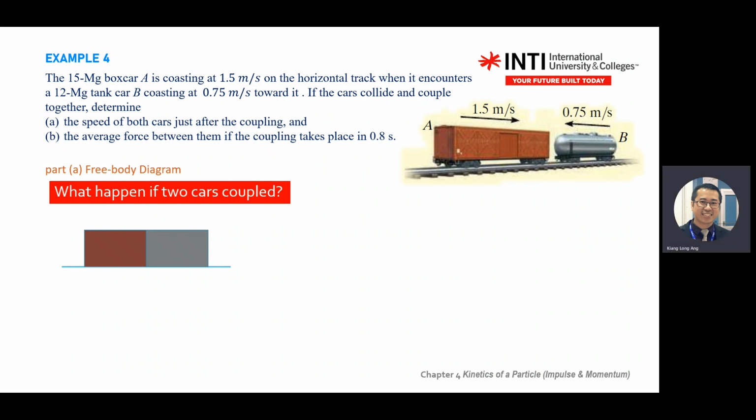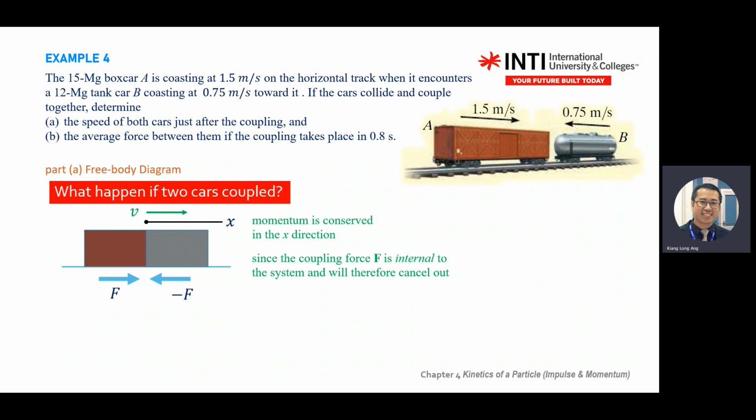So what happens if the two are coupled, meaning they join together? When they join together, the forces on each other cancel each other: one force on the left and one force to the right. And I take x positive to the right, because I follow the higher velocity. In this case, A is higher than B, so I choose A.